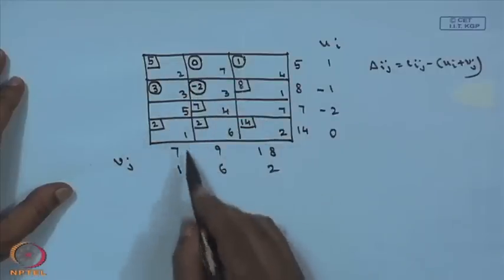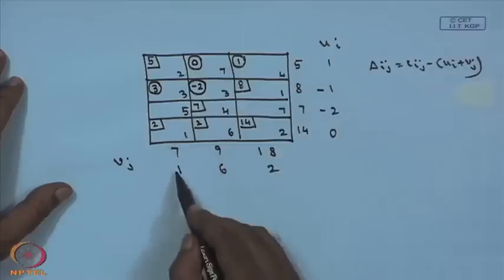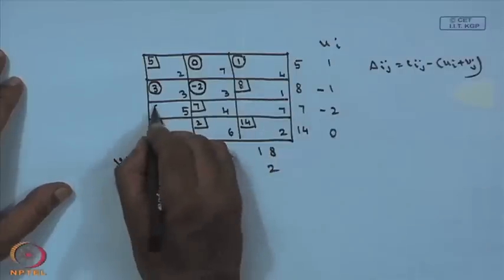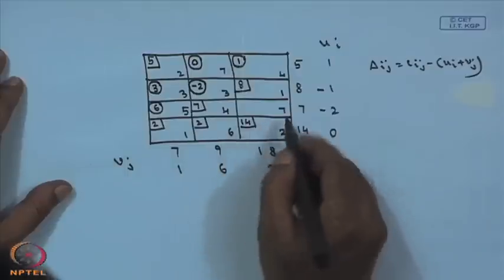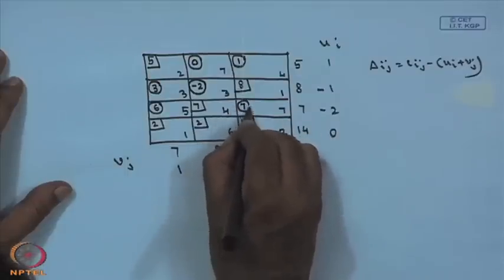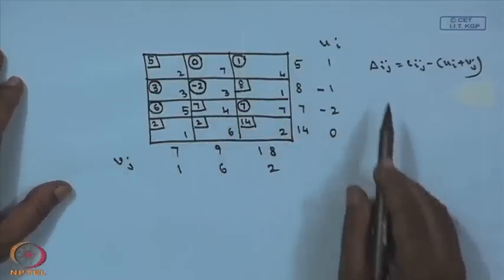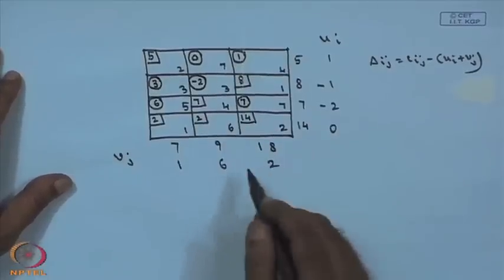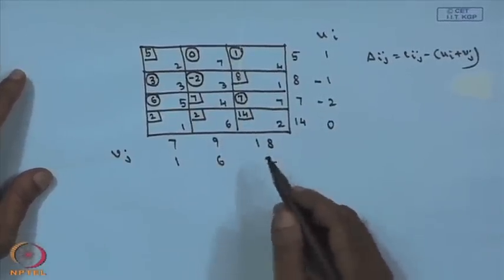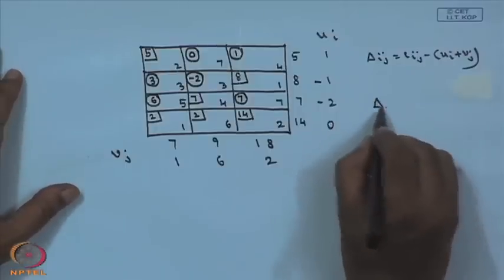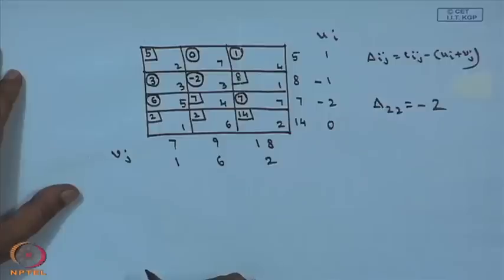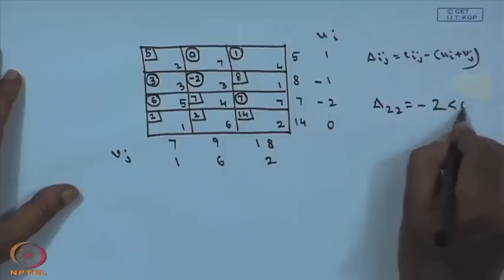The next one is 5 minus 1 minus 2, so it will become 6. In the same way, if you write down, this will be 7. So, you calculated delta ij. Here if you see, all delta ij are not equal to 0. Delta 2 2 is equal to minus 2, which is less than 0.